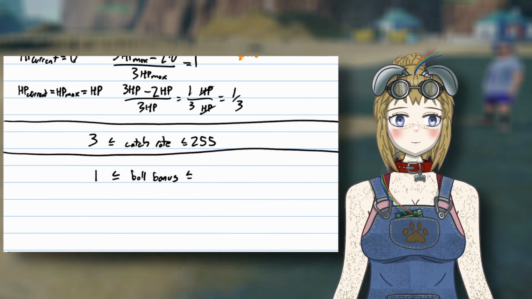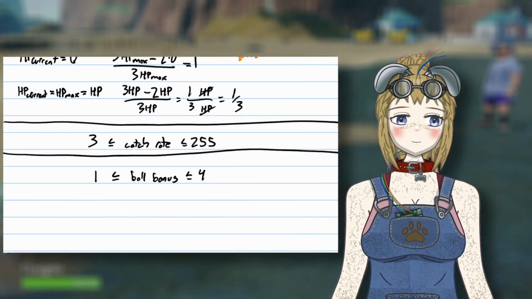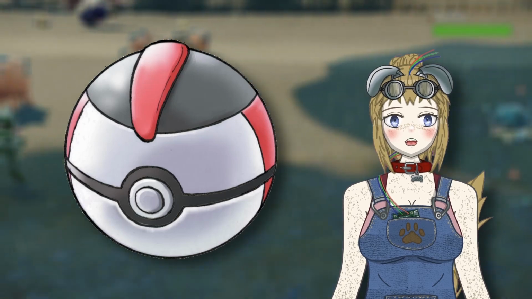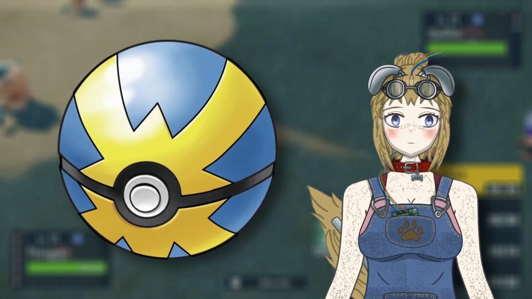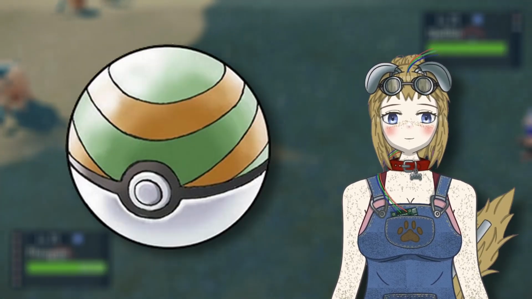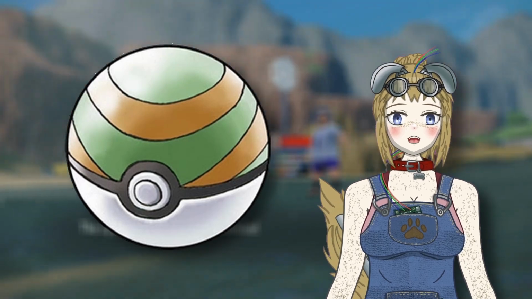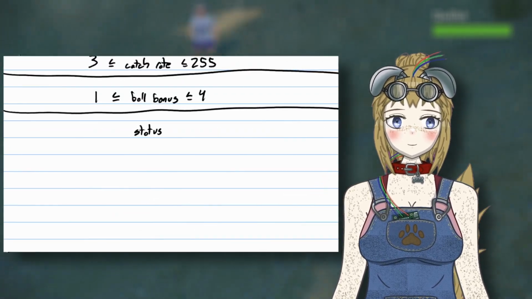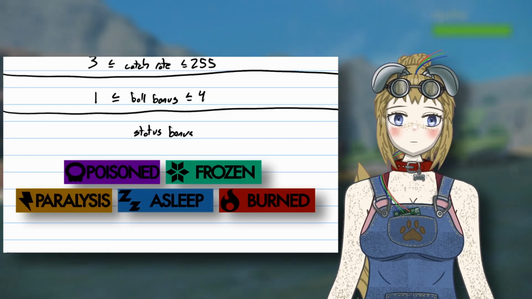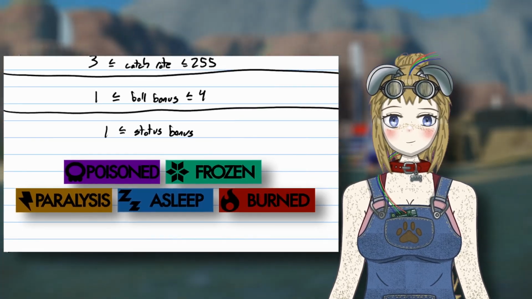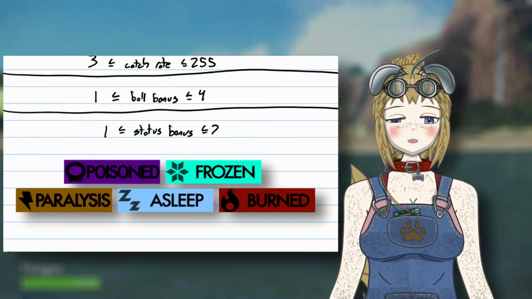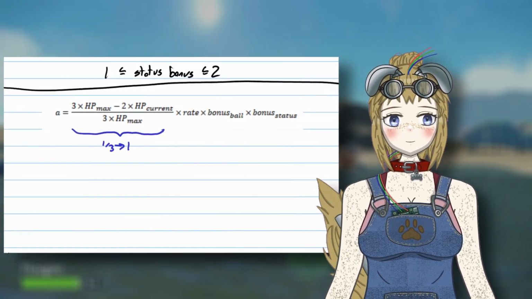So, looking at the rest of the Pokeballs, the highest ball bonus you can get is 4, by using a timer ball at turn 30 or higher, a quick ball on turn 1, and technically a nest ball on a level 0 Pokemon, if such a thing were possible. Finally, we have the status bonus. This one is easy. We have a 1 for no status, 1.5 for paralysis, poison, and burn, and 2 for sleep and freeze. So now we can find the range for A.